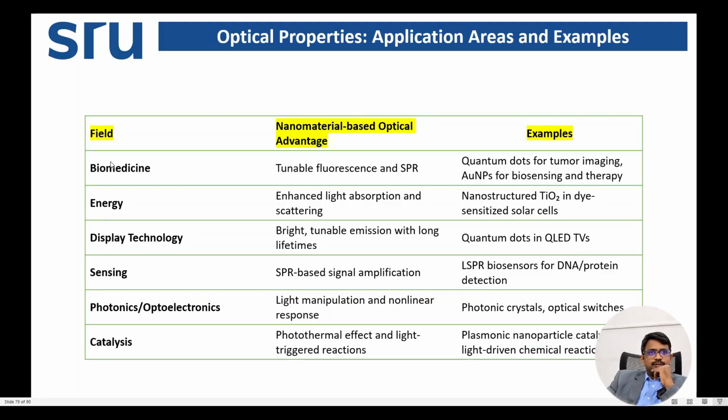See the fields in optical properties: biomedicine, energy, display technology, sensing, photonics, optoelectronics, catalysis. These are the fields. So what is the particular advantage related to each field? Tunable fluorescence and SPR. Examples: quantum dots for tumor imaging, gold nanoparticles for biosensing and therapy. So quantum dots are useful for imaging, to give proper color contrast, and also for energy fields.